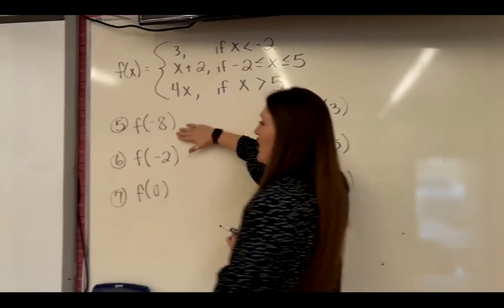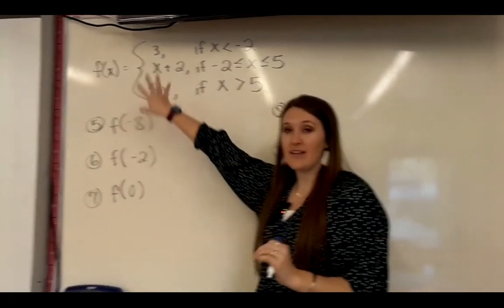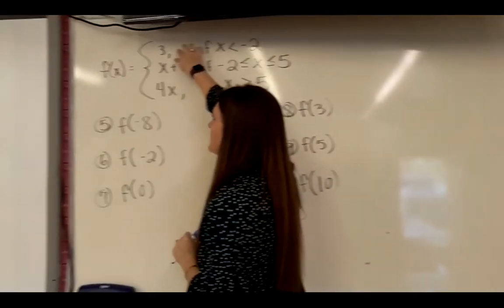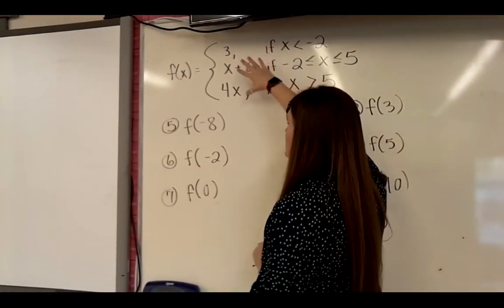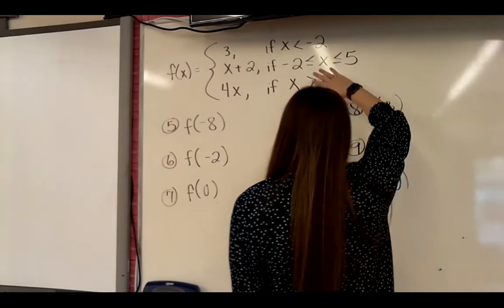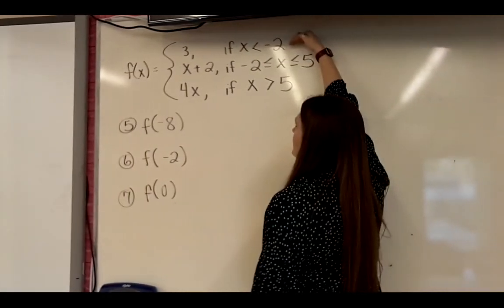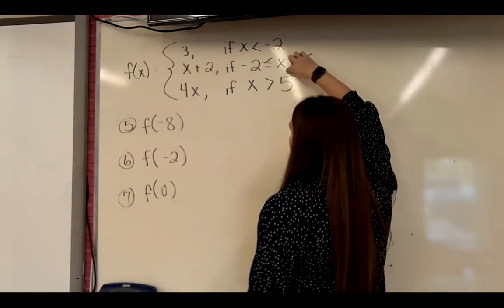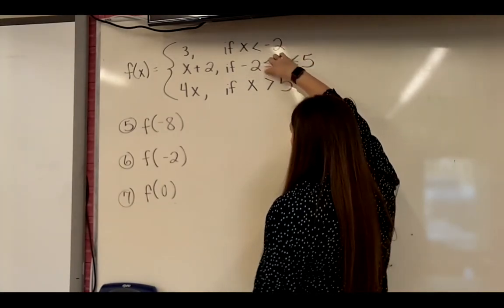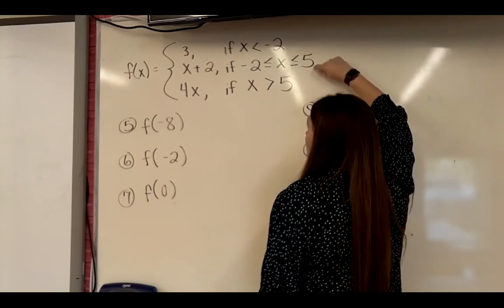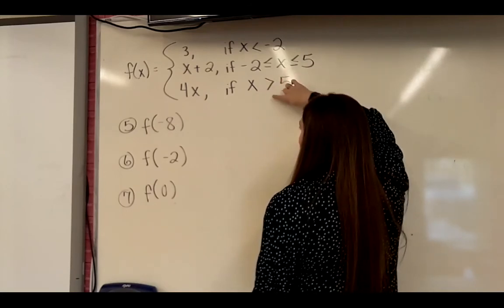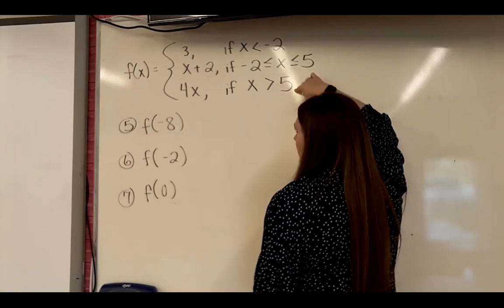Before we even do that, let's look at this piecewise function and break down what it means. These are the equations or functions if x falls into these categories. So this first one is only if x is less than -2. The middle one is if x equals -2 or greater than -2 all the way up to 5. It can equal 5, but it has to be smaller. And then this last one is if x is greater than 5.